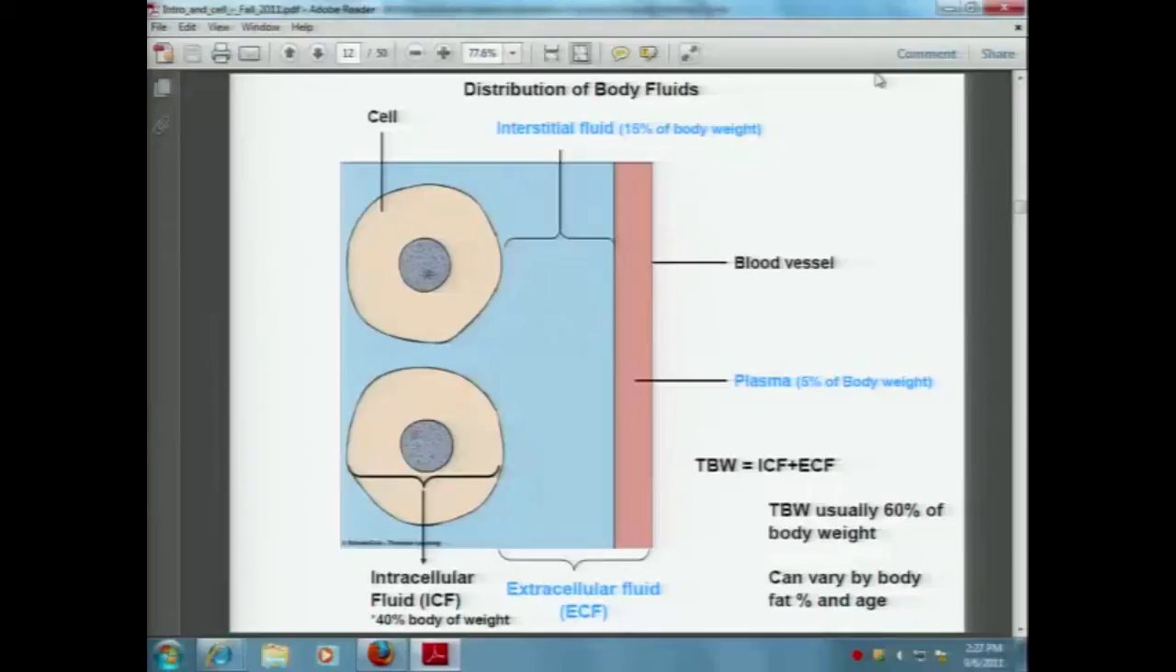Can anybody give me an example of transcellular fluid? Somebody just said intrapleural fluid. Absolutely. Intrapleural fluid.